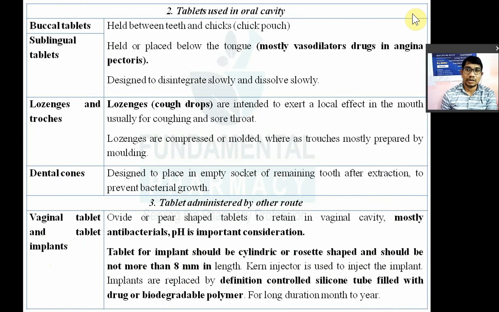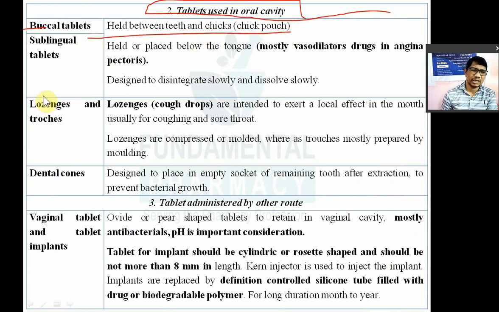Now, tablets used in the oral cavity. First is the buccal tablet. Buccal tablets are held between the teeth and cheeks, that is the cheek pouch, whatever space is there between the teeth and the cheeks. You have to place the tablet and hold it in the pouch. Buccal tablet, nowadays, is outdated.